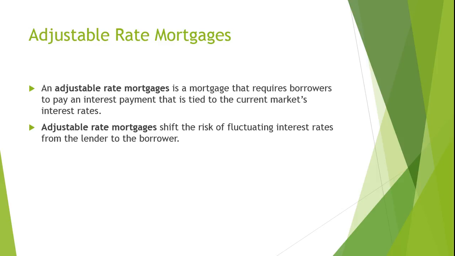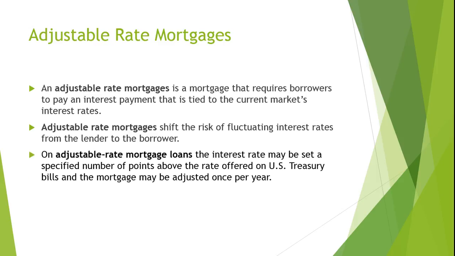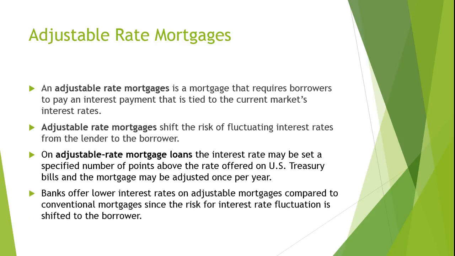On adjustable rate mortgage loans, the interest rates may be set at a specified number of points above the rate offered in Treasury bills, and the mortgage may be adjusted once per year. Banks offer lower interest rates on adjustable mortgages compared to conventional mortgages since the risk of the interest rate fluctuation is shifted to the borrower.